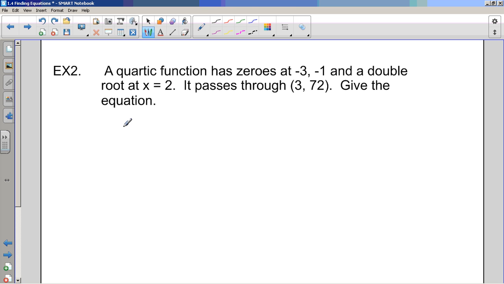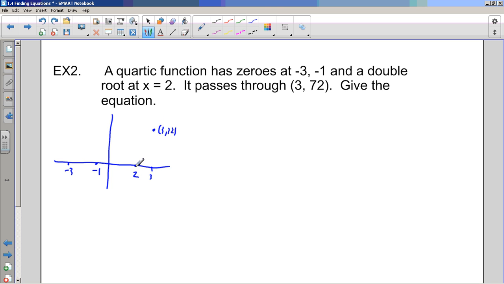We might be tempted to start with a sketch, and maybe not everyone would do this, but a little sketch just to get our thoughts organized. Zeros at -3 and -1, and a double root at 2. So we know it bounces either this way or this way. We don't know which, because we don't know the stretch factor, but we do know it goes through the point (3, 72).